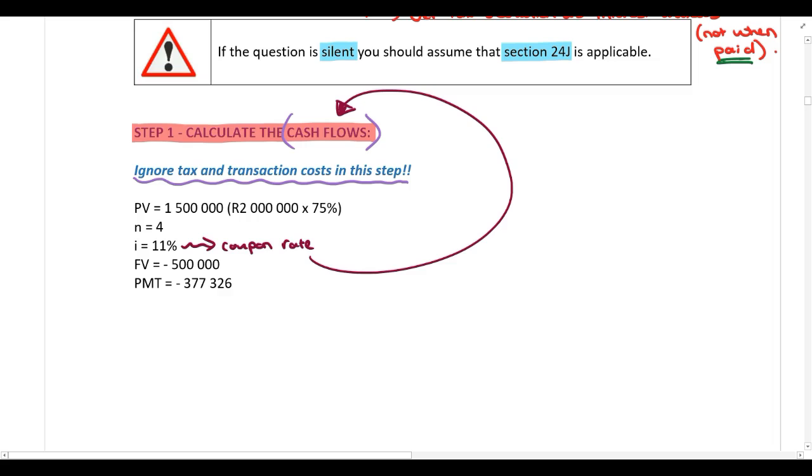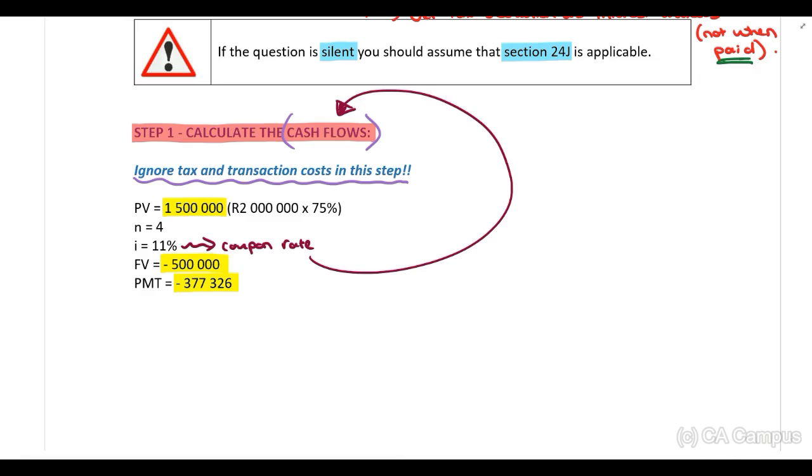Here's your cash flows. Initially, when the company entered into the loan agreement, they have an inflow of 1.5 million Rand. Then, at the end of 4 years, they have an outflow of 500,000, plus they also have equal annual payments made up of capital and interest. You've calculated all of your cash flows.